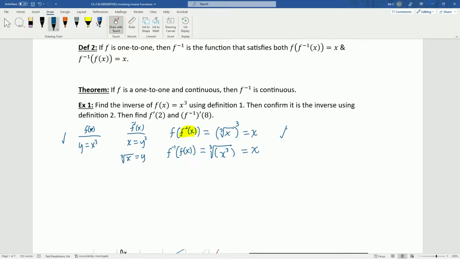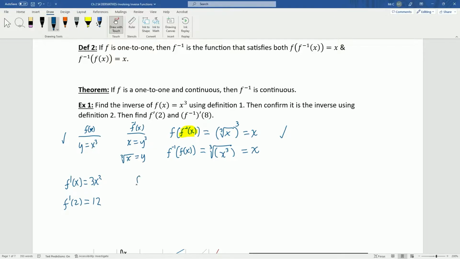So now we're going to do two things. We're going to find f prime of 2, and then the inverse derivative at 8. So f prime of x is just 3x squared. So f prime of 2 is 3 times 4, which is 12. Now you may ask why I picked these values. Well, here my input is 2 for the original function, which gives me 8. So for the inverse function, I'm using the output of f, and I'm checking the derivative at that output.